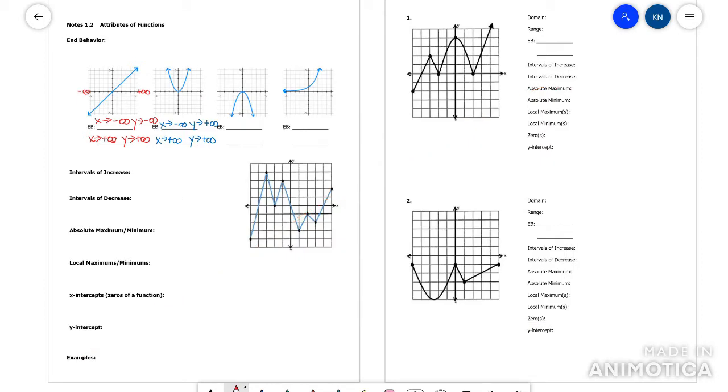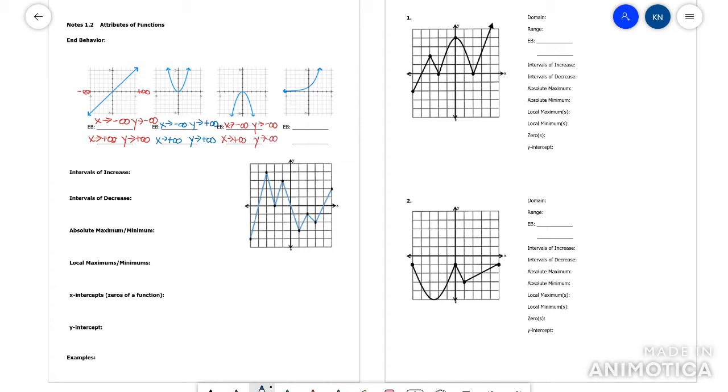All right, this next one, when I look at it, I see that it's a quadratic, so both of my end behaviors are going to be the same. And they're both going down this time. The way that I would write this end behavior: as x approaches negative infinity, that's if I go left, this arrow is going down, so y approaches negative infinity. And if I go right, as x goes to positive infinity, my y value is also going down, so y approaches negative infinity.